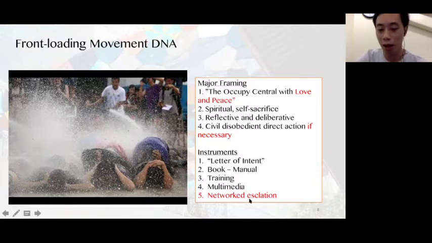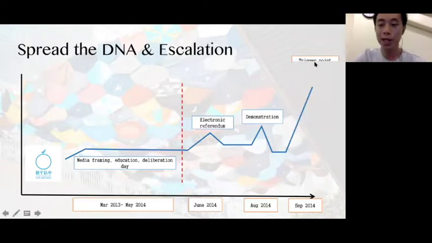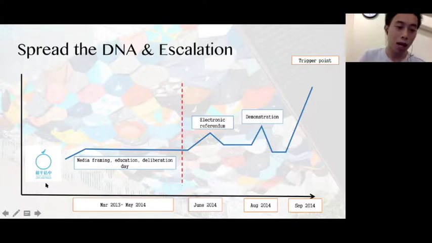This one I will explain now. So you can see this is a timeline for the whole 15 months launch of the campaign. And then I'm going to show you how the Occupy Central Movement spread its DNA and how they are going to escalate. Actually, within the capacity of Occupy Central Movement, in the first year, March 2013 to May 2013, there isn't much small actions initiated or escalations.